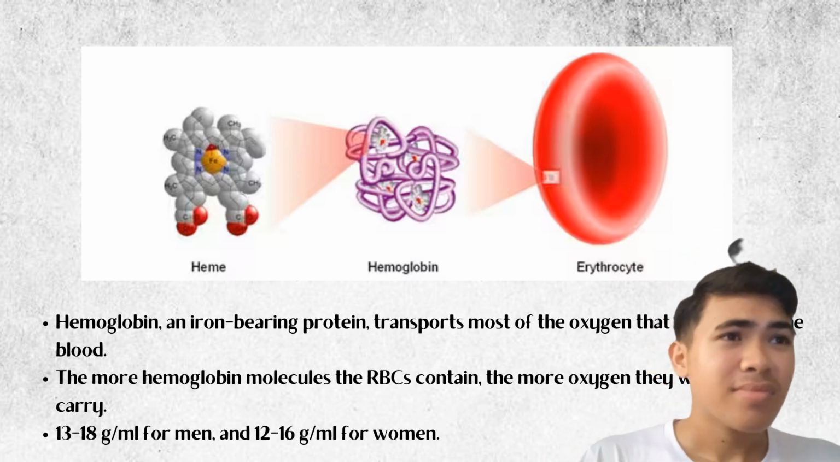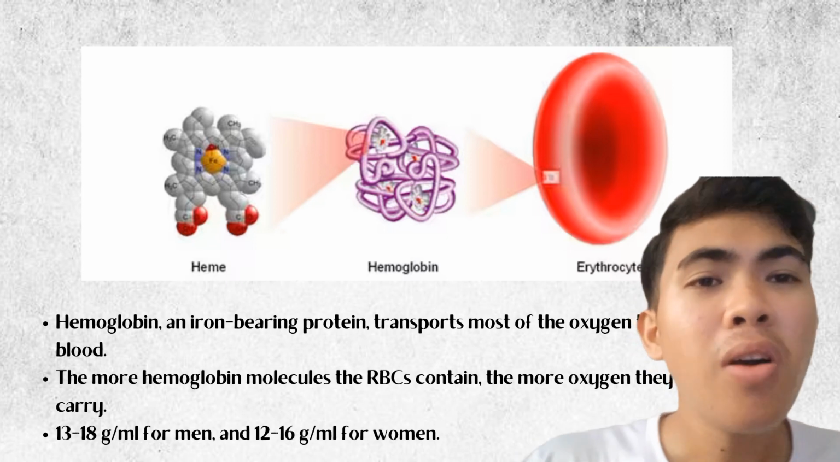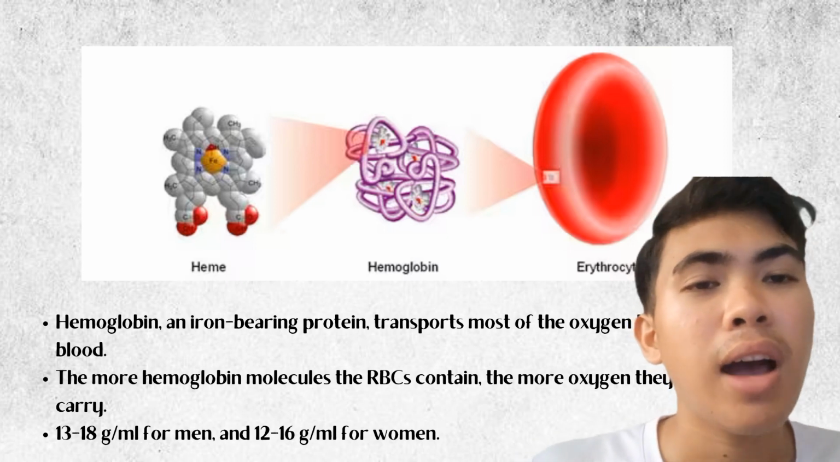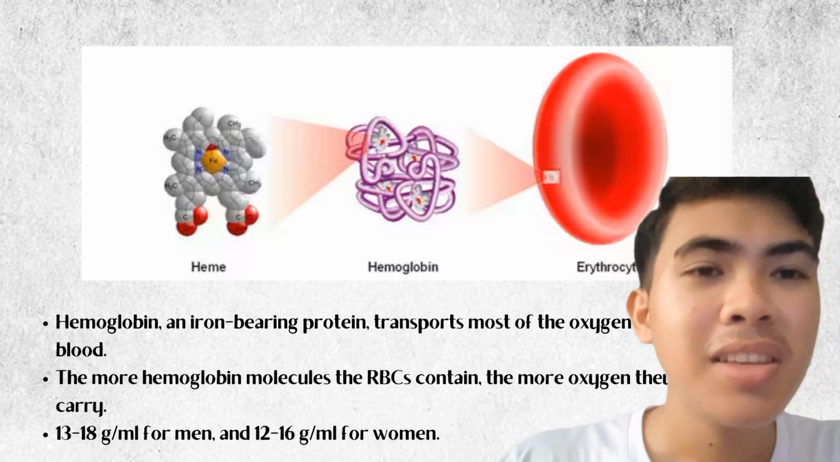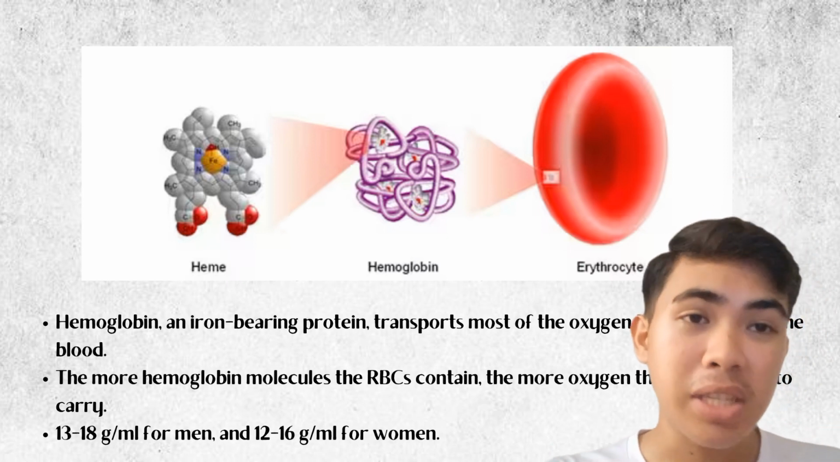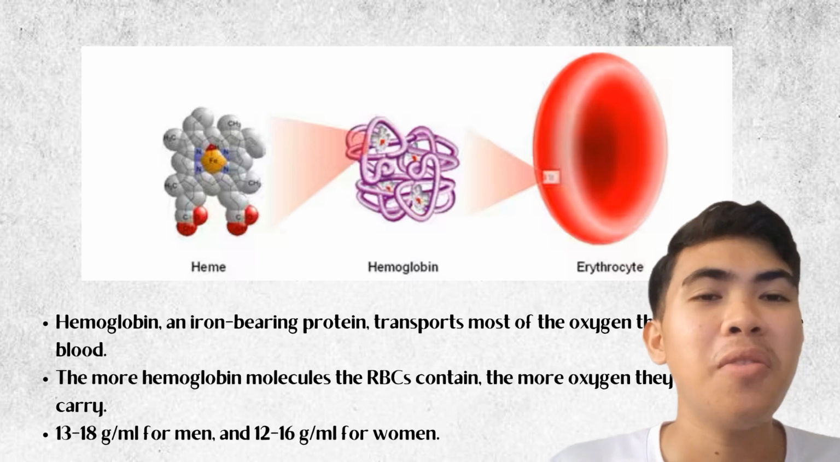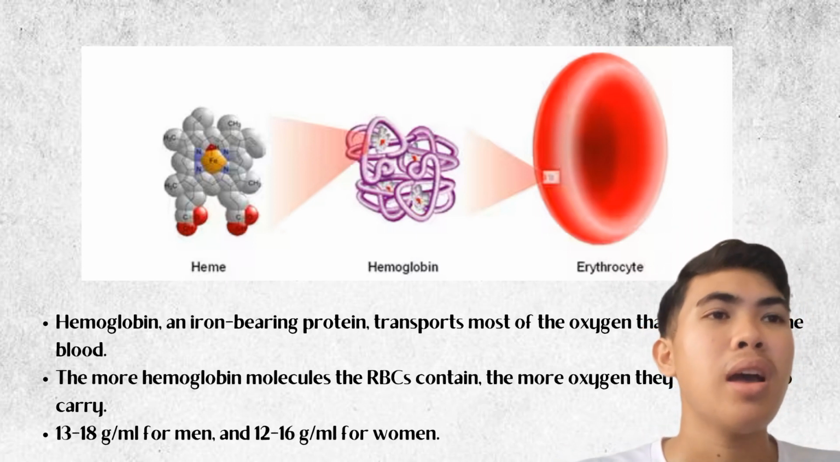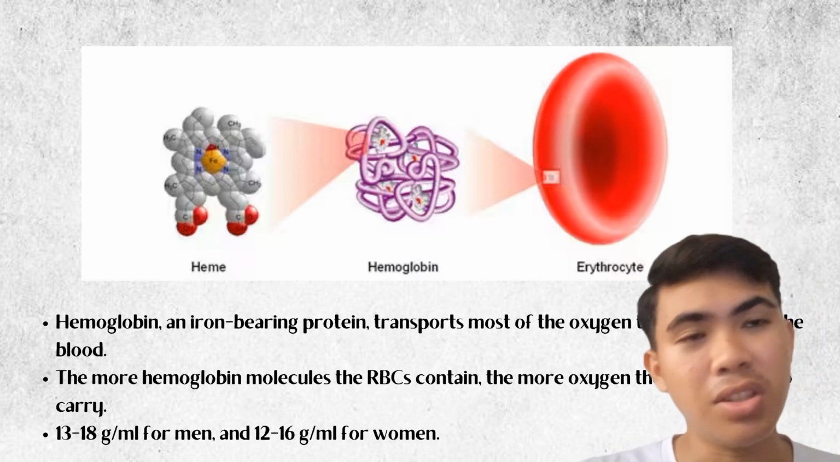Now, hemoglobin is also a globular protein. When we talk about globular proteins, these are proteins that are shaped according to their specific function. So hemoglobin is a really suitable protein for erythrocytes to be able to carry oxygen.